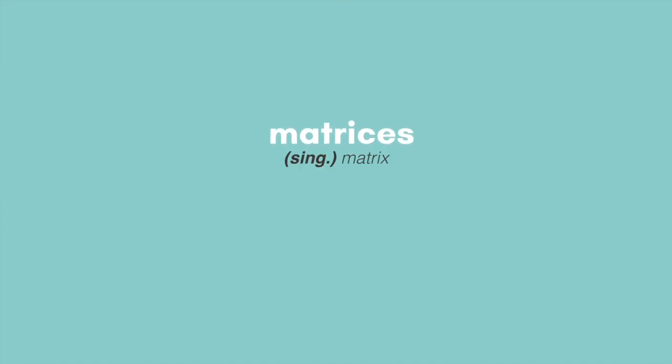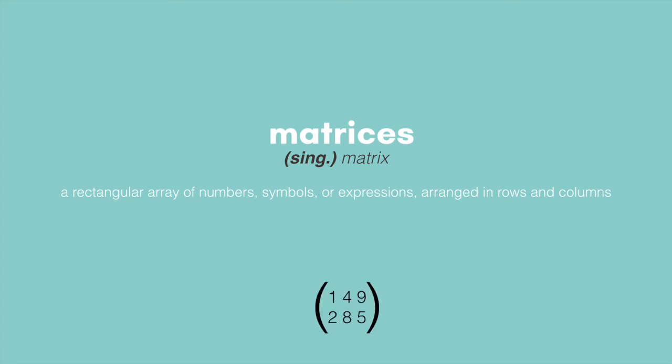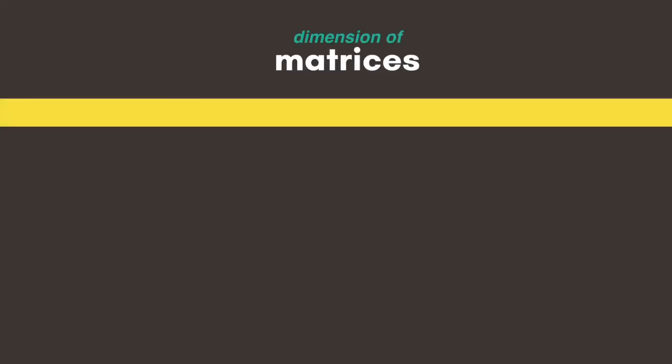First of all, what is matrices? Matrices is the plural form of matrix, which can be defined as a rectangular array of numbers, symbols, or expressions arranged in rows and columns. Row is the data spread horizontally, while column is the data spread vertically. Now, we read the dimension of matrices by row, then column.